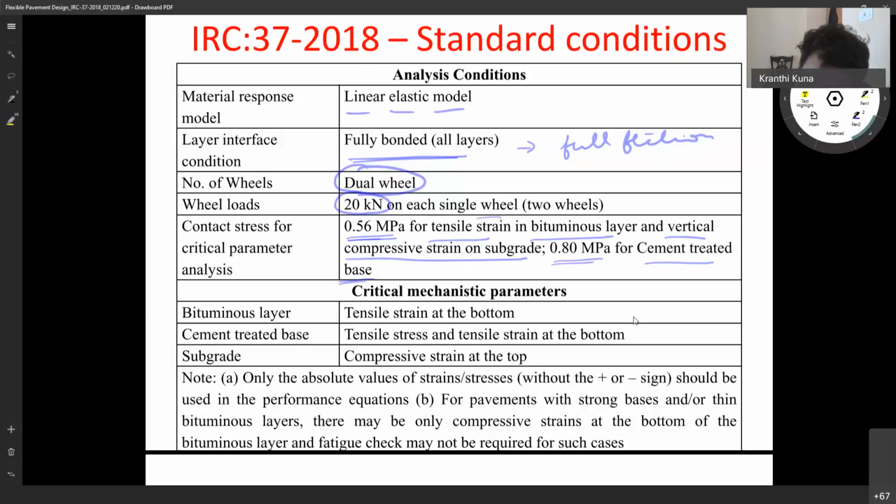And the critical mechanistic parameters is, I think someone again has turned on the.